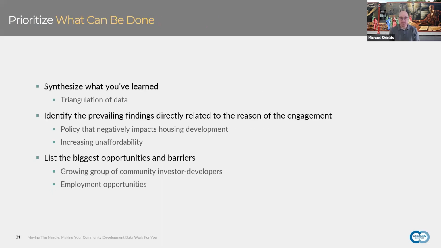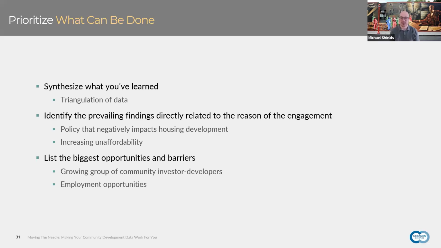Okay, we move to the fourth step, prioritize what can be done. And this is a two-part step where you're synthesizing what you've learned. We call this a triangulation of data, because you're taking the story, the quantitative data you pulled, and the qualitative data you pulled, and synthesizing them into findings. And you're identifying what are the prevailing findings? What are the things that smack you in the face and say, this is pertinent to this engagement, or this relates directly to the story that was asked?